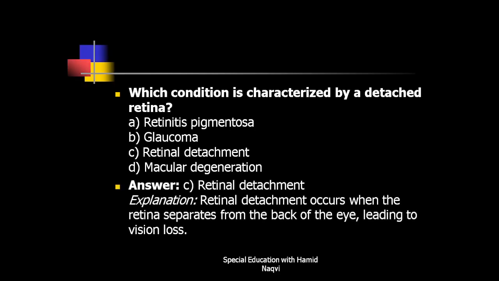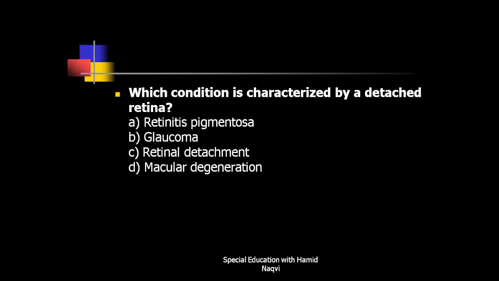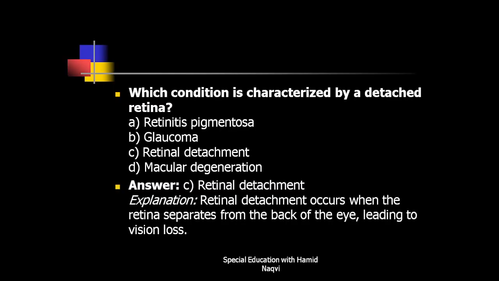Next is, which condition is characterized by a detached retina? Retinitis pigmentosa, glaucoma, retinal detachment, or macular degeneration. The answer is retinal detachment. And we know retinal detachment occurs when the retina separates from the back of the eye, leading to vision loss.